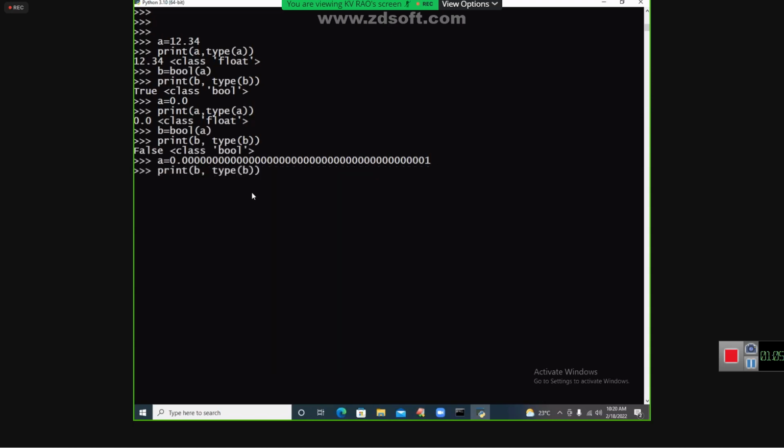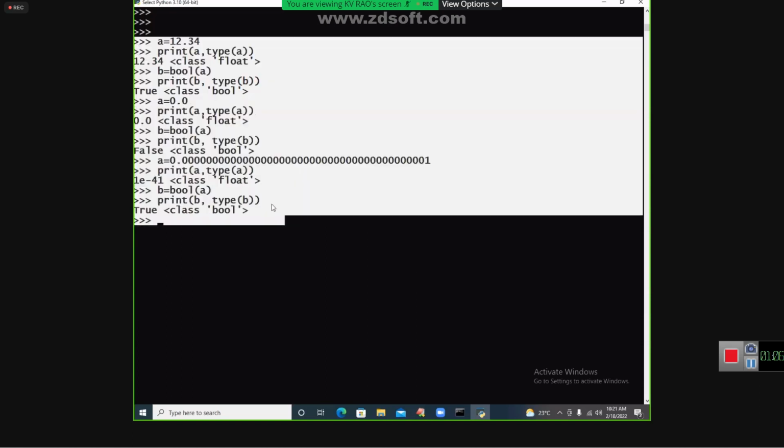Print of A. It is going to print in the exponentiation format, 1e to the power of minus 7. Do you know this format? Scientific format, I told you. Did I explain or not? Mantissa, exponent. Oh yes, very good. Bool of A, so what is the value of B now? True or false? It is true. Yes, very good. This is a non-zero value only.